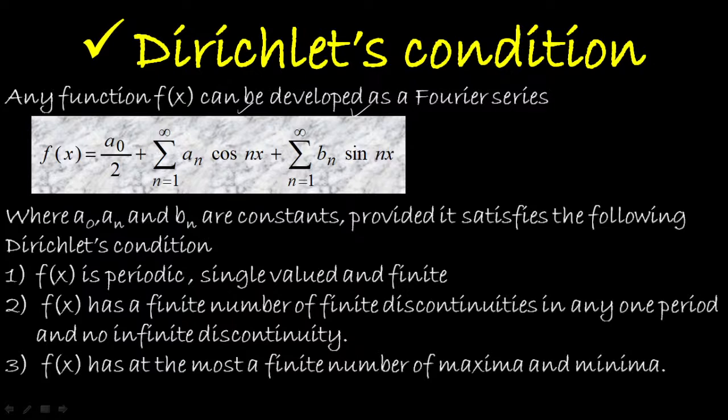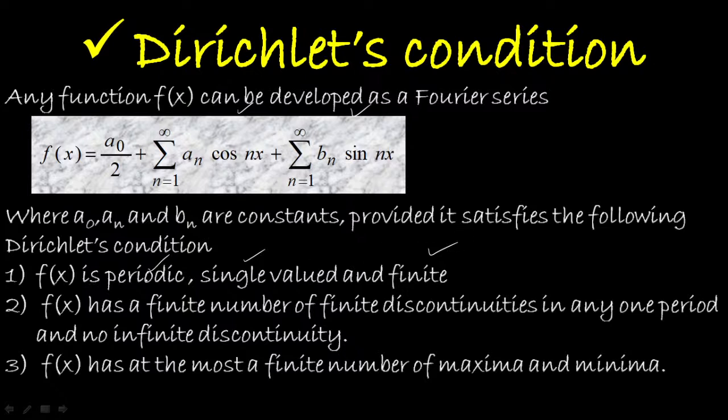Any function f of x can be developed as a Fourier series like this, where a0, an and bn are called constants. It should satisfy the following three conditions. The first one is that f of x is periodic. As I told you already, a Fourier series consists of only periodic functions. Next is single valued, so it does not take multiple values: for a given input you get only one output. And finite: you have to take the value of the function in terms of a finite number of terms.